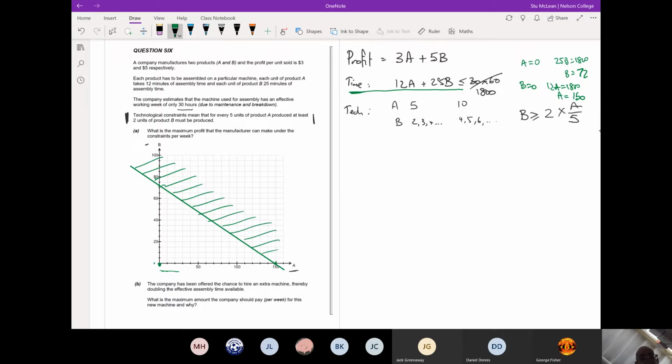And that is the line 12A plus 25B equals 1800. I write that line there just so that when I come back to it later and I'm using it to find my points, I know where it is. Now, my other line, we'll do that in red.